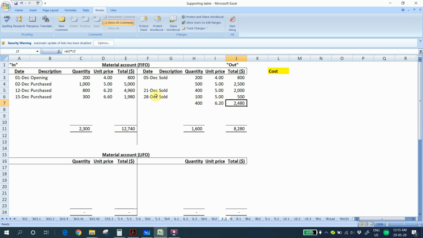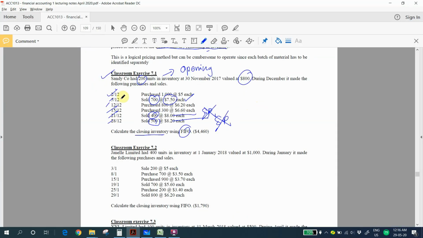I repeat, for 28th, first we utilize the second batch of the goods, which is the 100 remaining balance, and we cannot meet our customer order, so we will use the third batch of the product and sell it to our customer. So the cost for the third batch of the product is $6.20 each. So we record in this way. So we have recorded all the transactions.